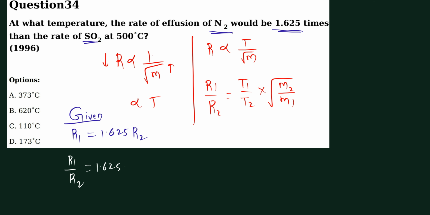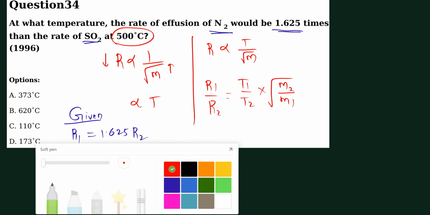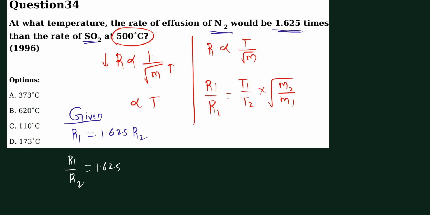The temperature T1, how much is given? We don't know, we need to find this T1. And the temperature of the second gas is how much here? 500 degrees Celsius. Just convert this 500 degrees Celsius into Kelvin. What will you get here? 773. So R1 by R2 is 1.625 and we need to find T1. T2 means here 500 plus 273. How much is it? 773.